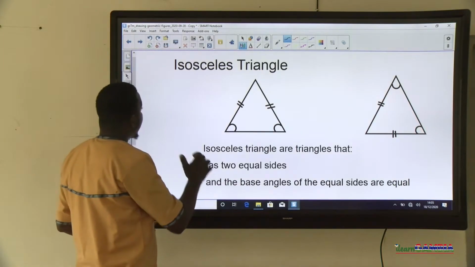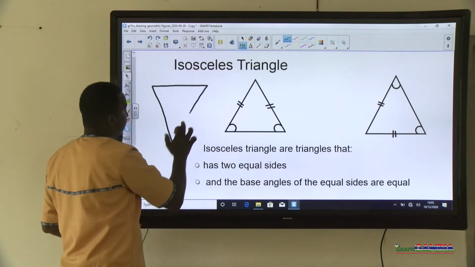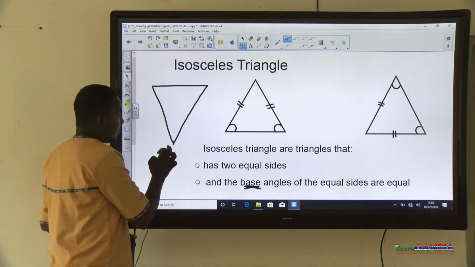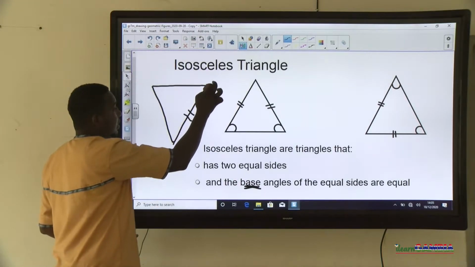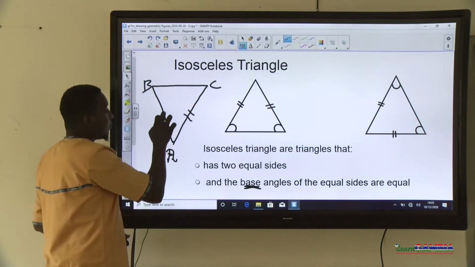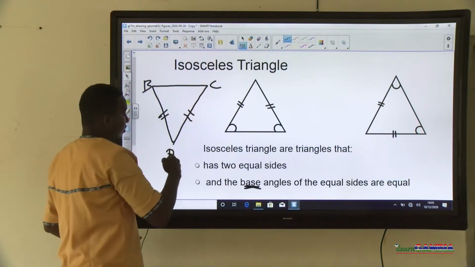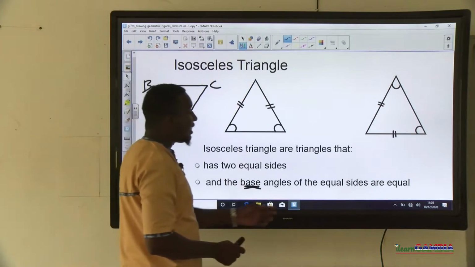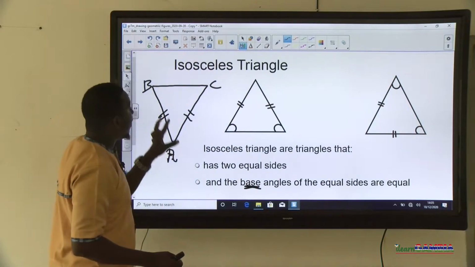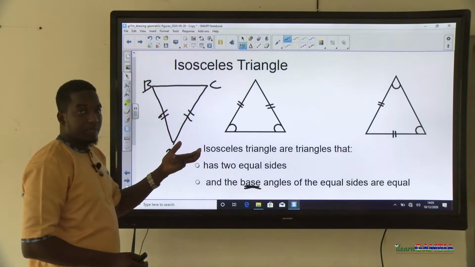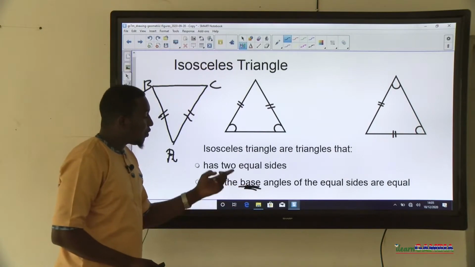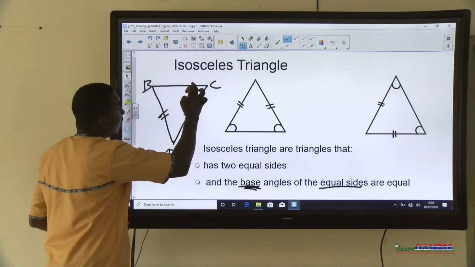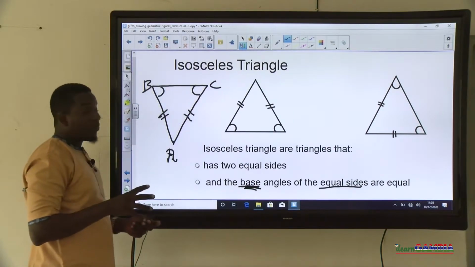So probably you may see a triangle like this. Let the idea of base not confuse you. You can have a triangle like this, and here may be point A, and you are told that here is point C, and we have point B here. So we are told that line AC is equal to line BC. The base that we are referring to here is the base angle of the equal sides. These two sides that are equal, their base angles are the ones that are equal. So do not be confused about the idea of base here, we are actually referring to the base angles of the equal sides. So in this case, we are referring to angle B and angle C respectively. They are the ones that are equal.